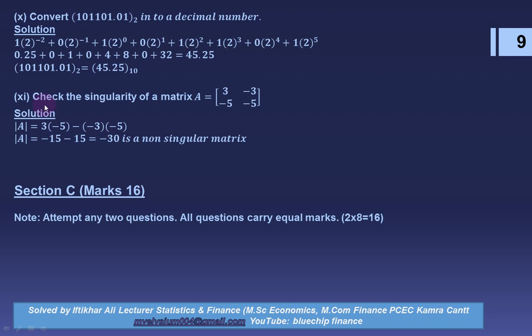Question number 11 is to check the singularity of a matrix A. Simply we take the determinant: 3 multiplied by minus 5, minus minus 3 multiplied by minus 5. After solving it, the determinant is minus 30, so it is a non-singular matrix. Now we move to Section C.